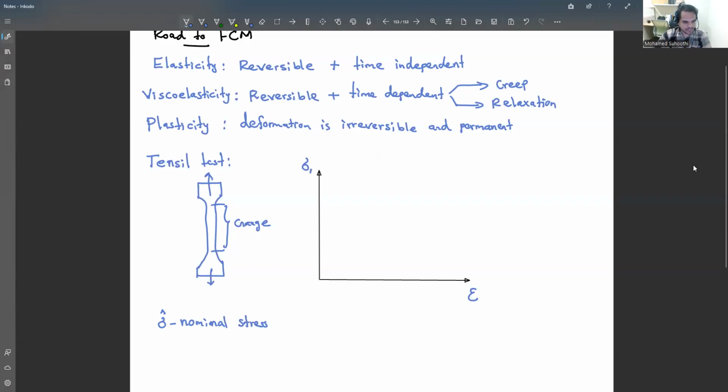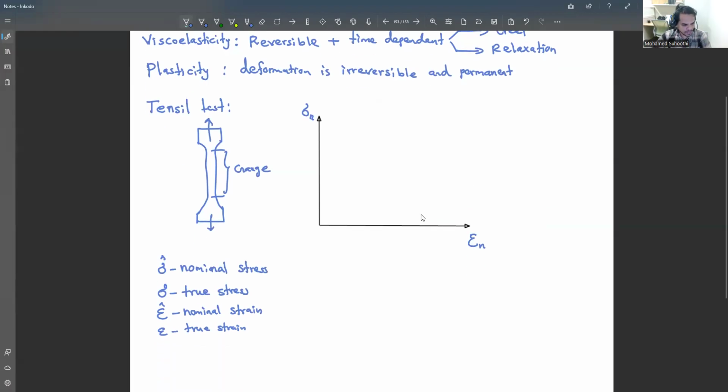Stress and strain. Then another one is called true stress, true strain. Then similarly, nominal strain, then true strain. So this is something you studied already, right? Then I also defined something else.